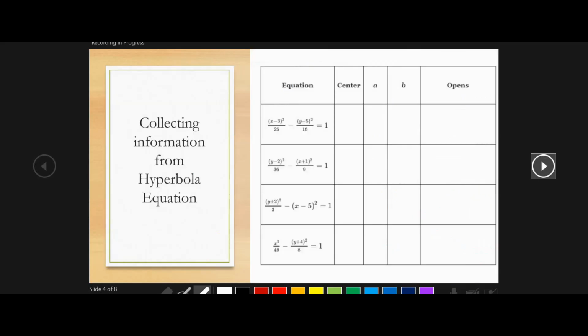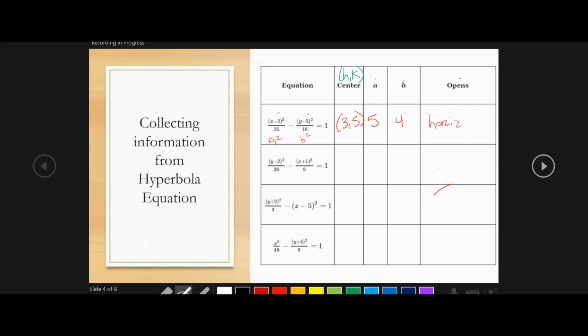All right, so this first slide here, where we're doing some work, we're just picking out the parts. I just want you to identify the center, a, b, and which way it opens. So let's do that quickly from the table. If you want to pause it, you can, and try it on your own before seeing what I write for the answers here. For the first one, the center is going to be 3, 5. Again, the center is always the opposites for h and k. And a is going to be 5, because remember, this is a squared, this is b squared, and b is 4. And the graph in this case is going to open horizontally.